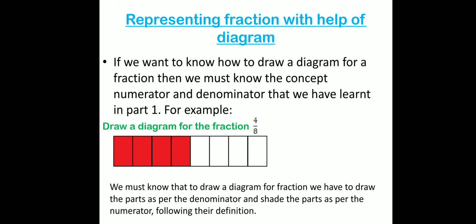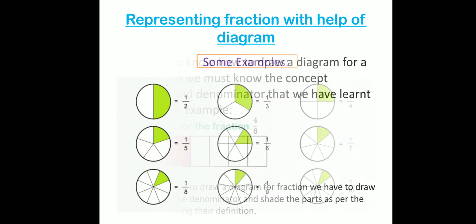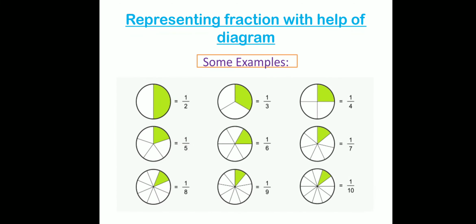We have to follow the definitions of them. You know the definitions which we have learnt in part 1, right? So you have to shade the parts as per the numerator and draw the parts as per the denominator. Here they have given you some examples. Look at those examples carefully so that we can move forward.